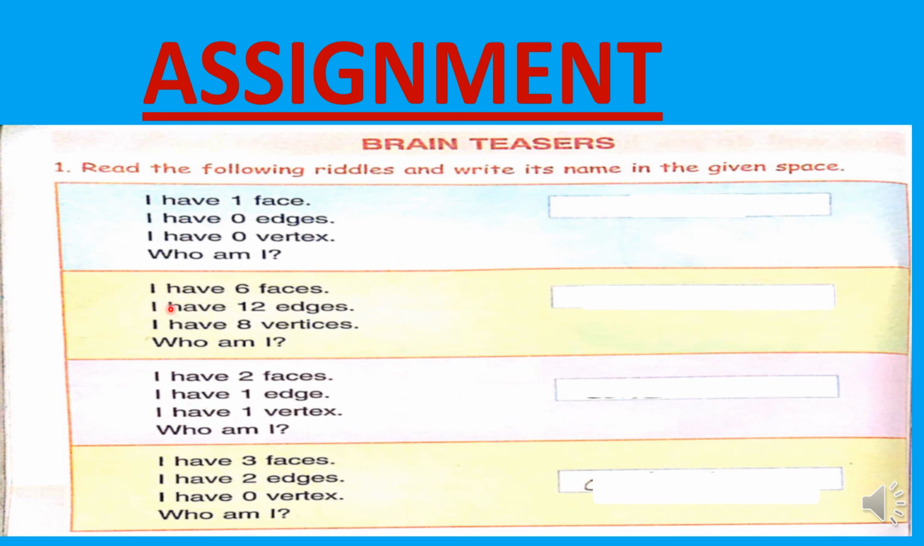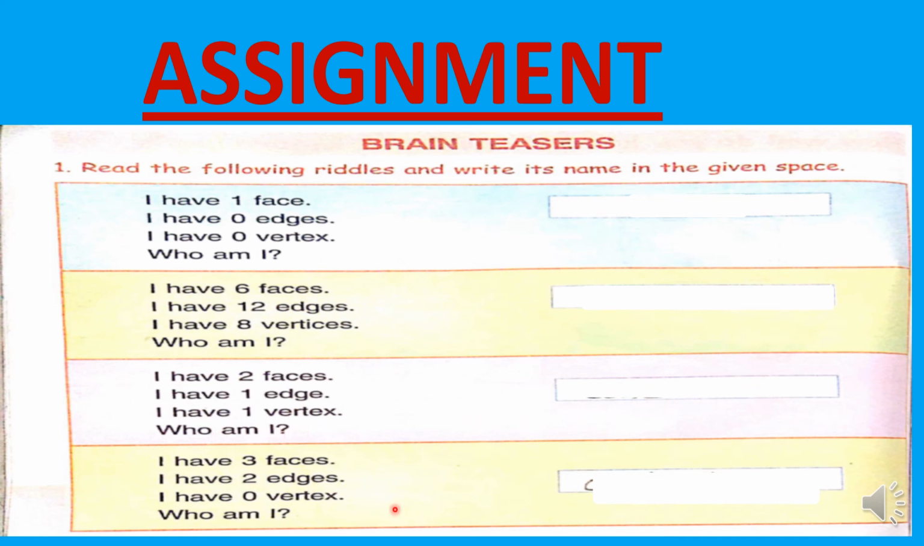Next, I have 6 faces. I have 12 edges. I have 8 vertices. Who am I? Write this question, then write the answer here. So you have to remember that shape name and write it here. Okay, children, next one. I have 2 faces. I have 1 edge. I have 1 vertex. Who am I? Remember that shape name and write it here.